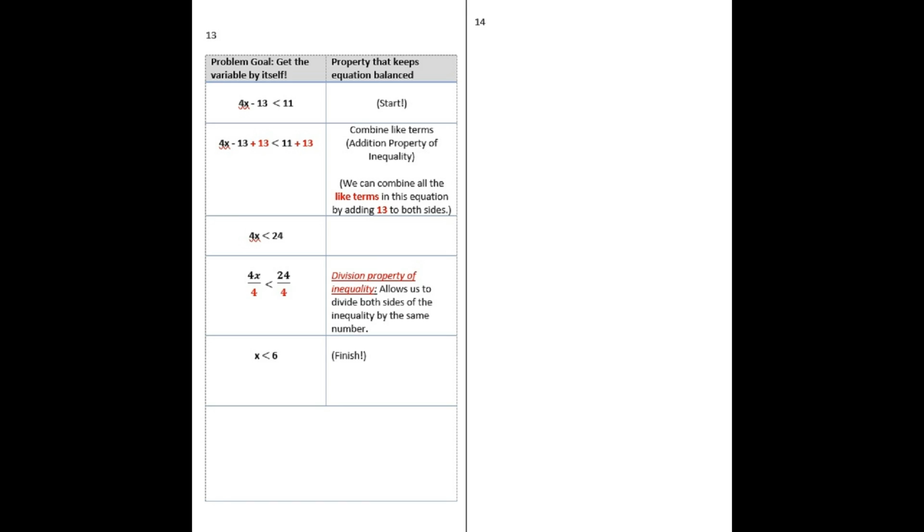Now, since the problem is multiplication, we're going to do the opposite, the division property of inequality. We divide by 4, x is less than 6. That's an open dot because that's less than, and we just shade it all the way over to the left.